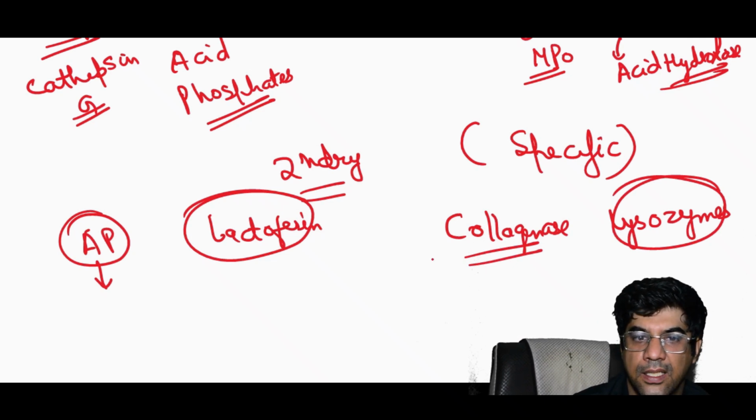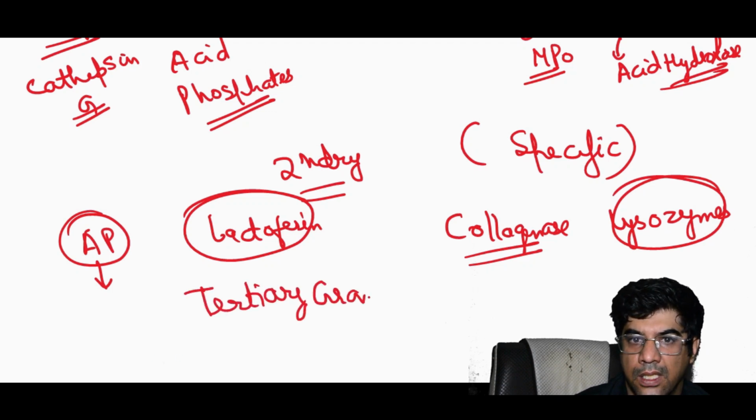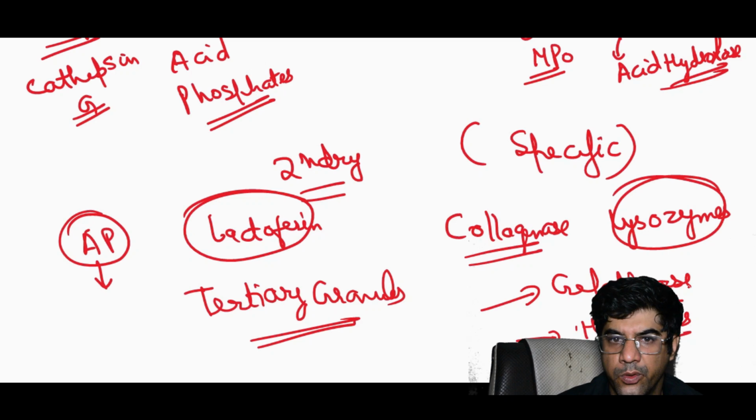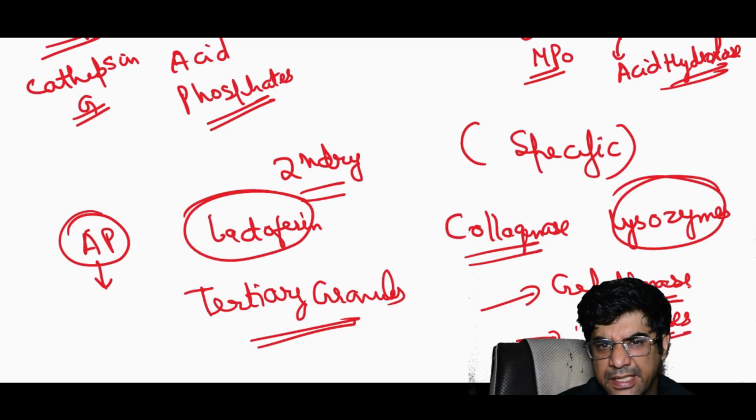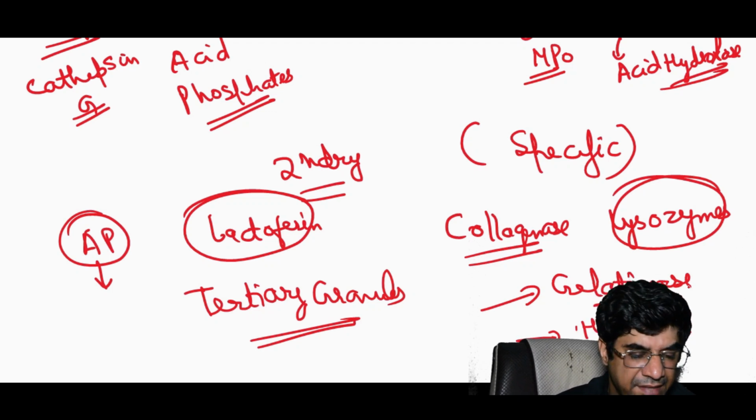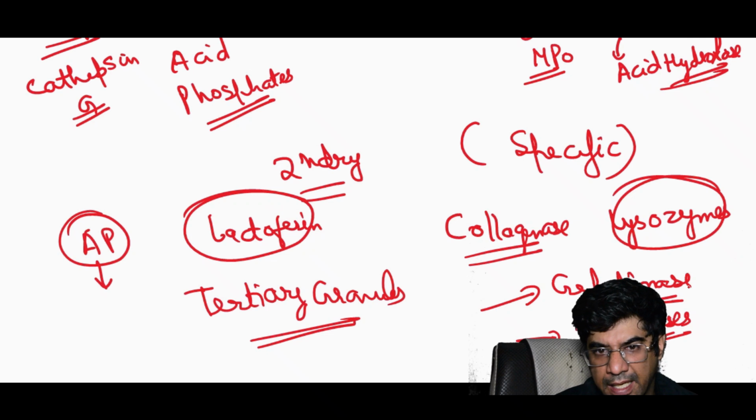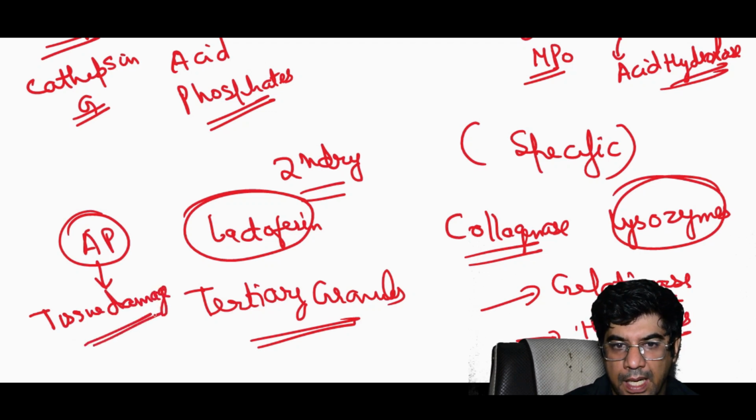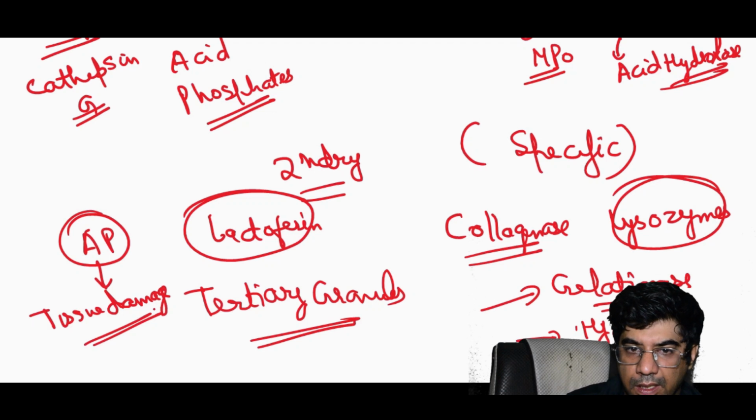Apart from that, the third are the tertiary granules. They contain gelatinase that breaks down gelatin and collagen, and other is acid hydrolase. So what do you think will happen if these enzymes, particularly the proteases, are released excessively? Excessive release can cause tissue damage, breaking down the structures like collagen, basement membrane and the cartilage.